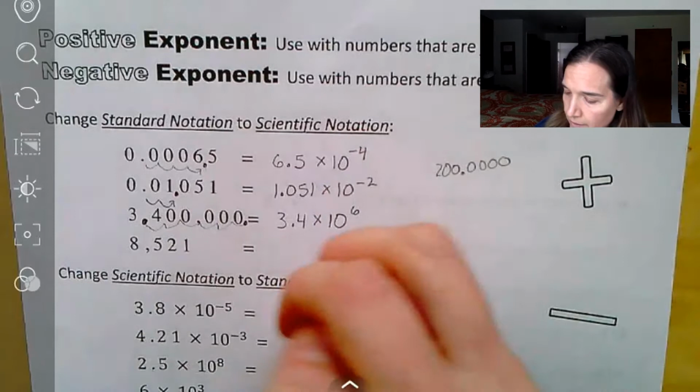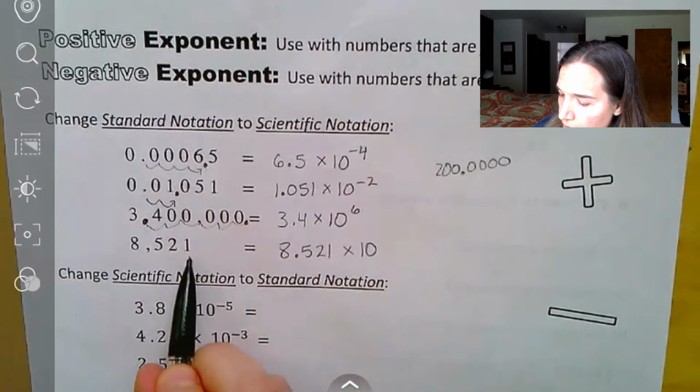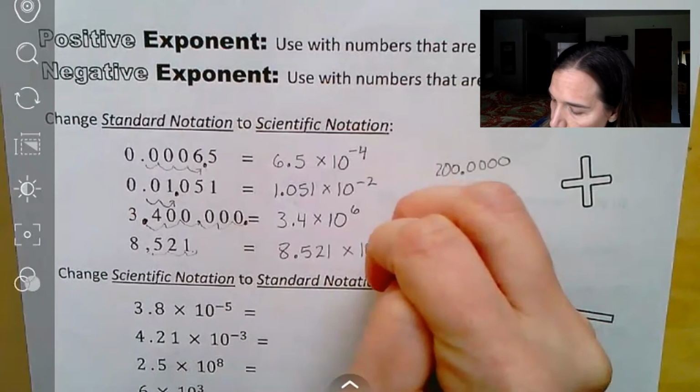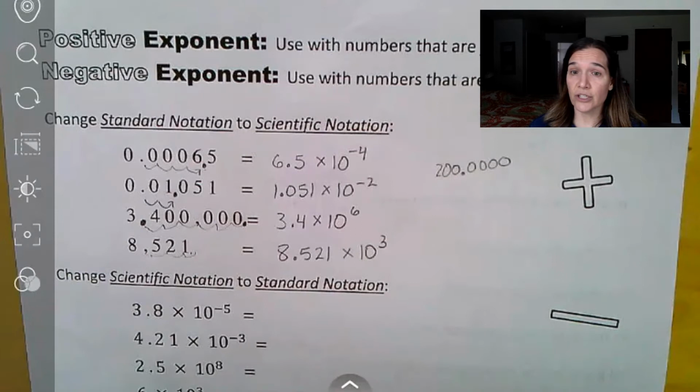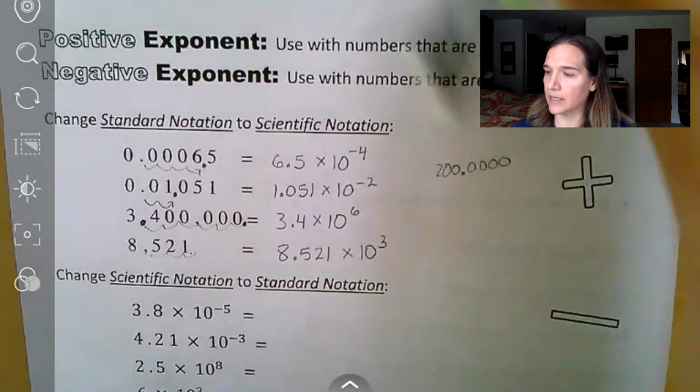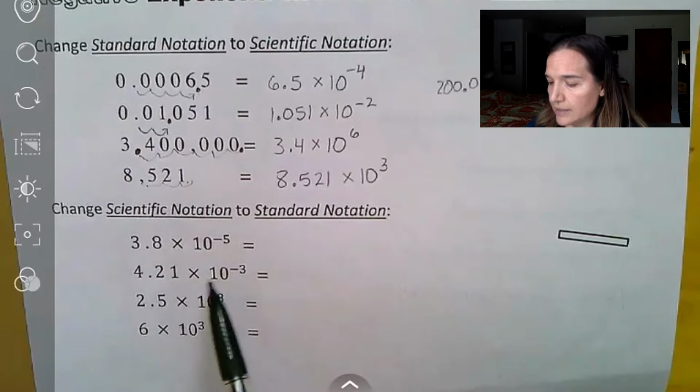And here, 8.521 times 10. We had a decimal point here. We want to move it there. 1, 2, 3 places to the 3rd power. All right. Now, if we go the other direction, scientific notation to standard notation. Again, if you want to think like big and small, that usually helps me decide which way to move the decimal point. And so in this case, 3.8 times 10 to the negative 5th power.